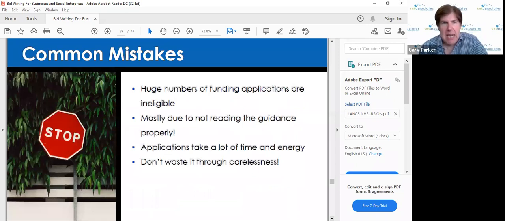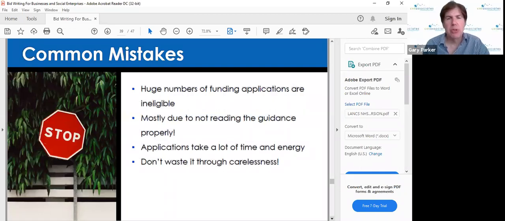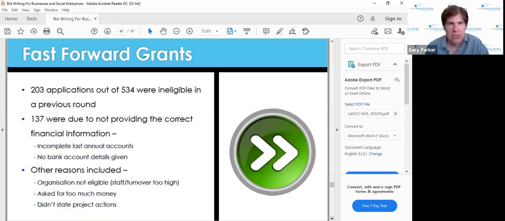So here are some common mistakes. Huge numbers of funding applications are ineligible, mostly due to not reading the guidance properly. So I can say that earlier, read the guidance properly, because if you're not eligible to apply, for example, or the date has passed for applying, then that's going to lead to a lot of wasted time. So always read the guidance. Applications take a lot of time and energy, so don't waste it through carelessness.